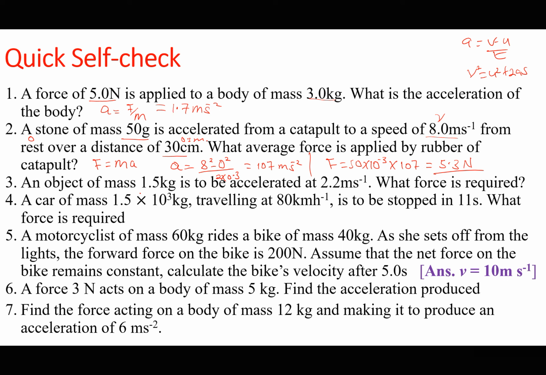An object of mass 1.5 kilograms is to be accelerated at 2.2 meters per second squared. What force is required? This is supposed to be power minus 2, not power minus 1. That is, acceleration is power minus 2, because that is an acceleration. So just substitute in the formula.